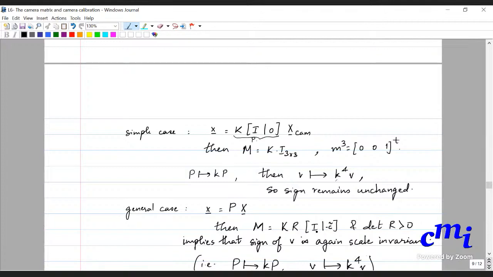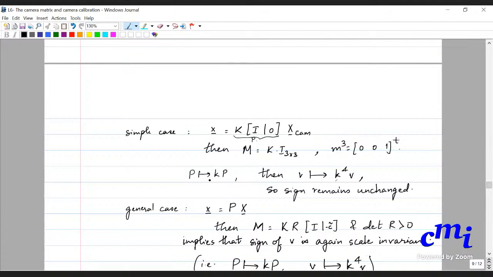This is the most general case of the camera matrix. But in this case also, the same logic will work, because the only difference that will come about is because of the determinant of R. But the determinant of R is positive. So again, the sign change in V is going to be scale invariant.